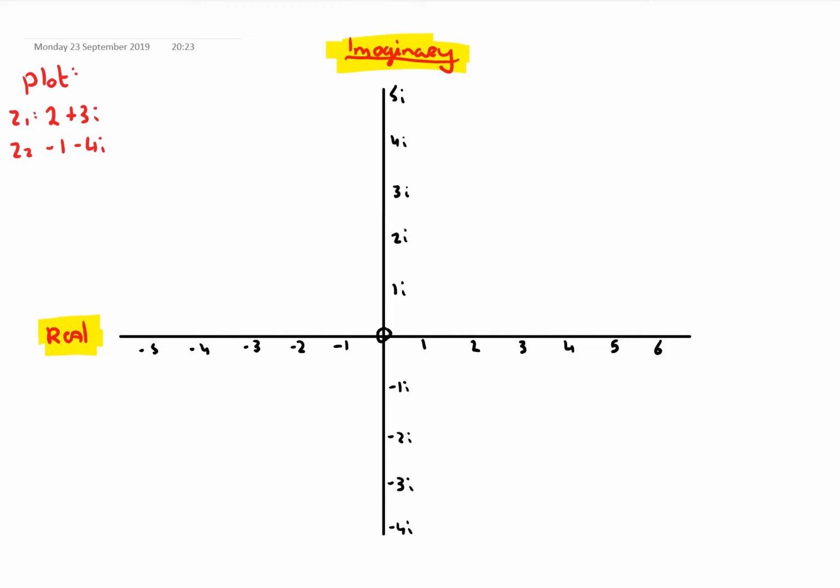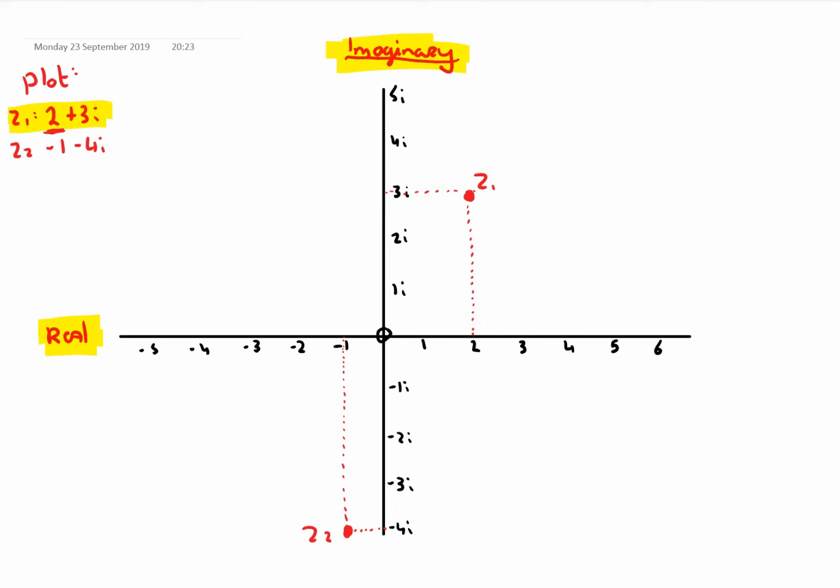All right, so what we'll do is, we'll first of all plot z1, which is 2 plus 3i. So how we do that is, we go to 2 on the real axis, because that's the real number, so here's 2. And then we go up to plus 3i on the imaginary axis, here. So that's where they meet, and that's z1. Likewise, z2 then is minus 1, and down to minus 4i, and that's z2.